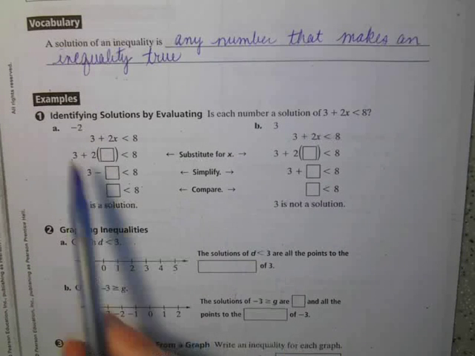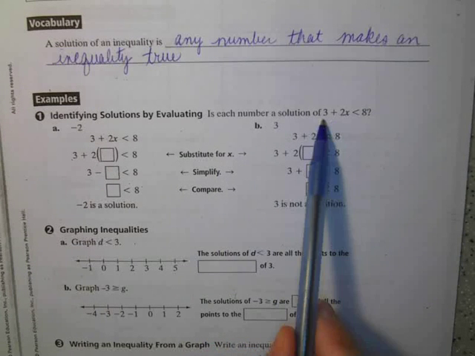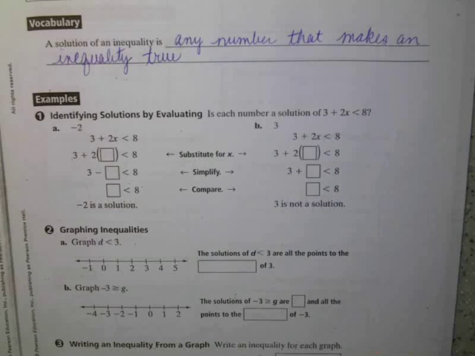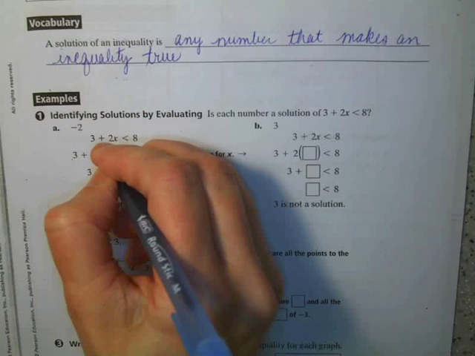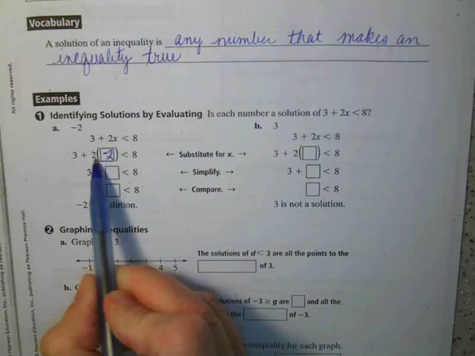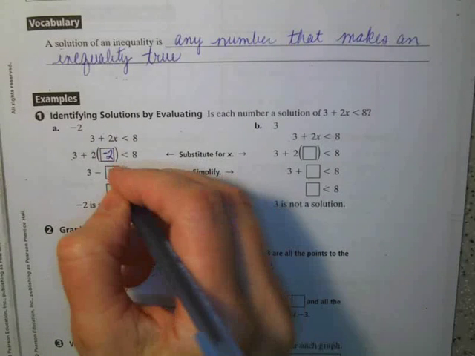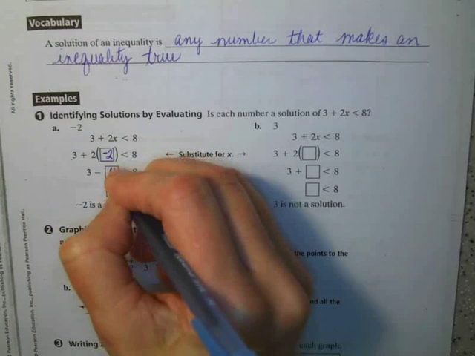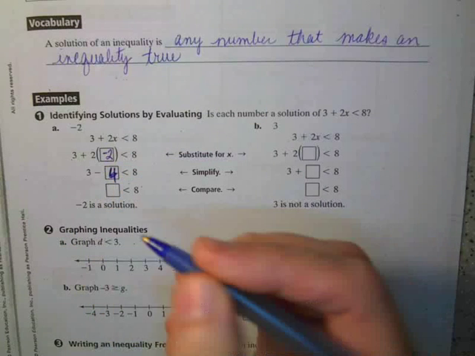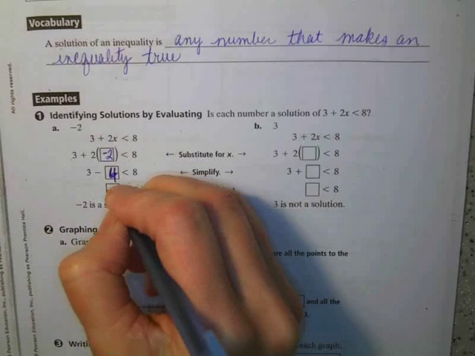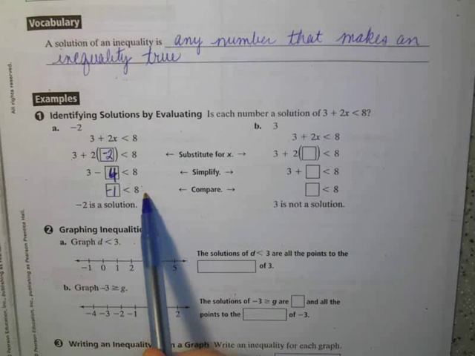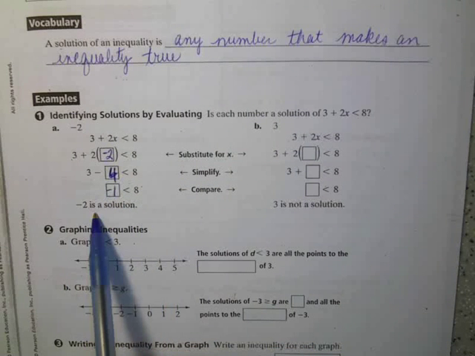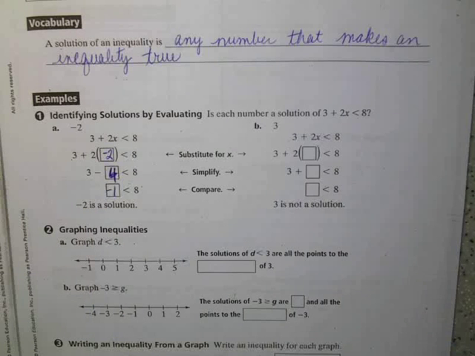Okay, identifying solutions by evaluating. Is each number a solution of 3 plus 2x is less than 8? Basically, you just substitute in. Here, our first value is -2. So when I substitute in, I get 3 plus 2 times -2 is less than 8. Or 3 minus, whoops, why did I write 6? Don't know. 3 minus 4 is less than 8, and 3 minus 4 is -1. -1 is less than 8 is a true statement, so -2 is, in fact, a solution.